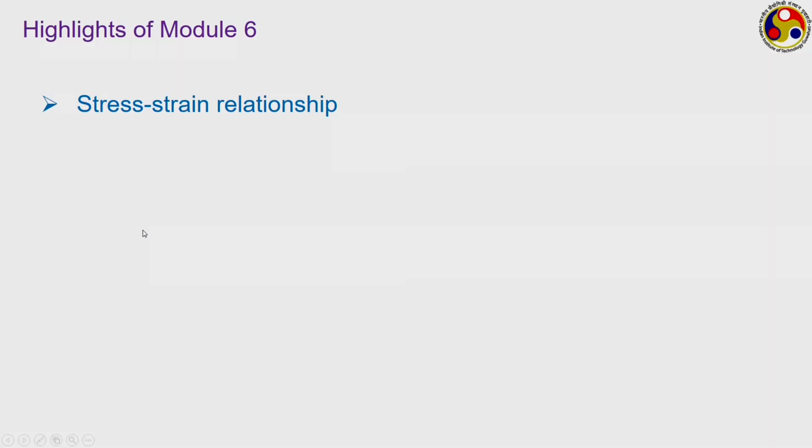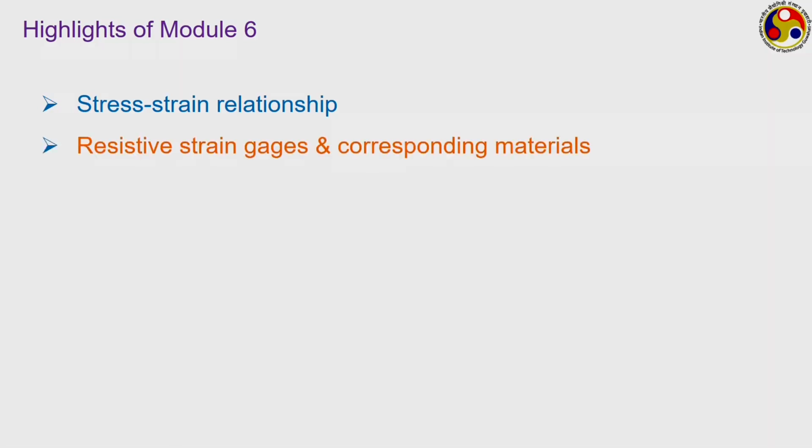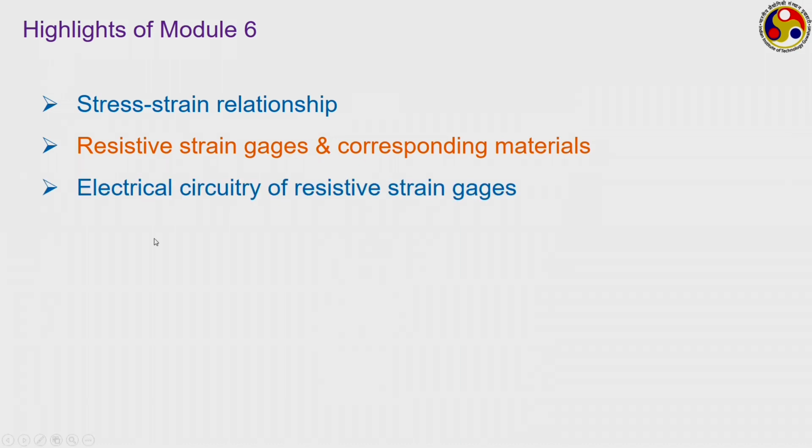So, what we have learned, just a very brief summary. We have talked about the stress strain relationship to start with, then we moved to the resistive strain gauges. First we discussed the materials, then electrical circuitry, where we have seen that there are three kinds of circuits which are commonly used in conjunction with the strain gauges: the ballast circuit, which is similar to a potentiometer, the bridge circuit, very popular, and in some situations we can also go for a constant current source based circuitry.